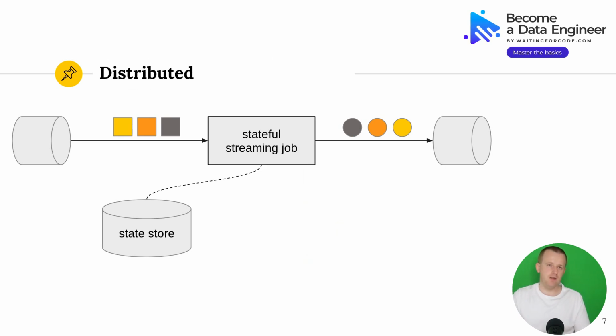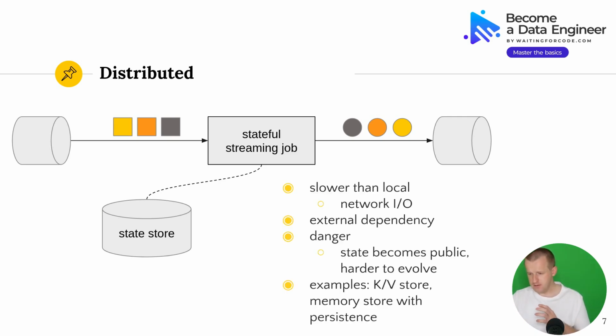And the third big category is distributed. So in simple terms, we don't have any local state store here. We have just this distributed state store that we access each time we get some state data to update. And it's of course slower because there is the network overhead, and accessing the network is always slower than accessing data in the memory of your nodes. It's also an external dependency you need to maintain besides your running infrastructure.